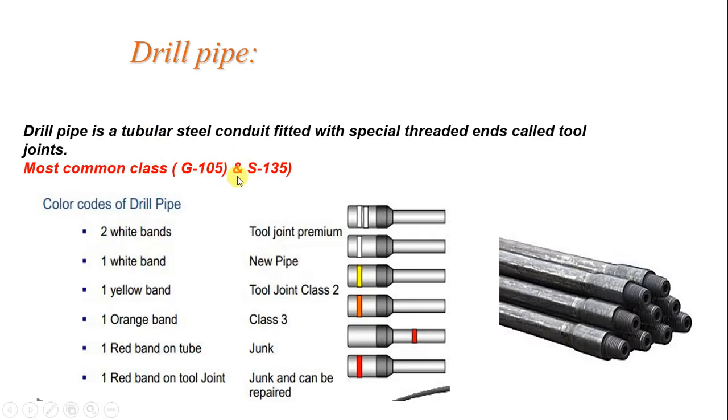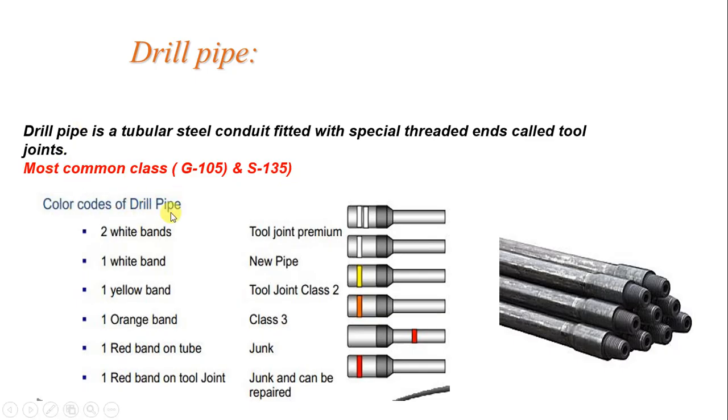So it's better, if you need to make a drill string design, you have to put the G105 in the bottom and S135 on the top, so it can easily withstand these tension forces.